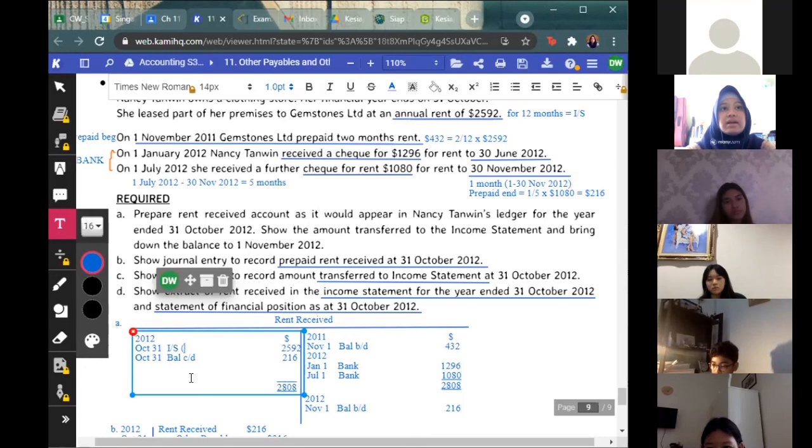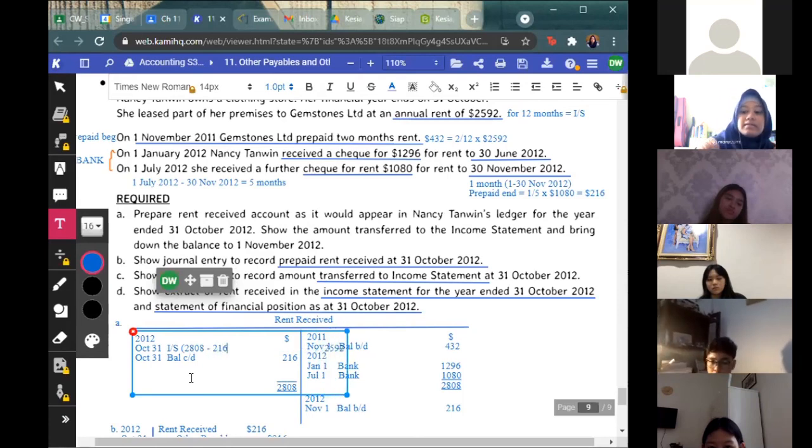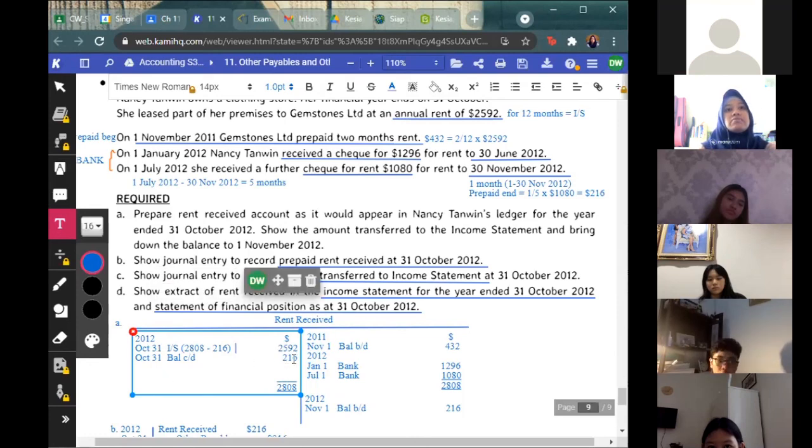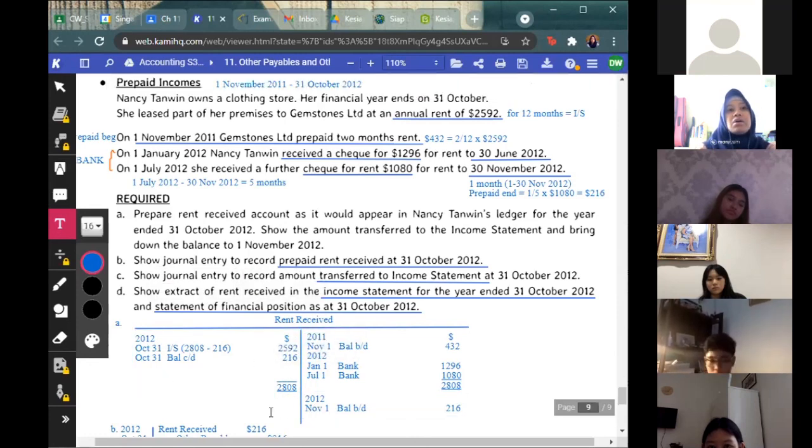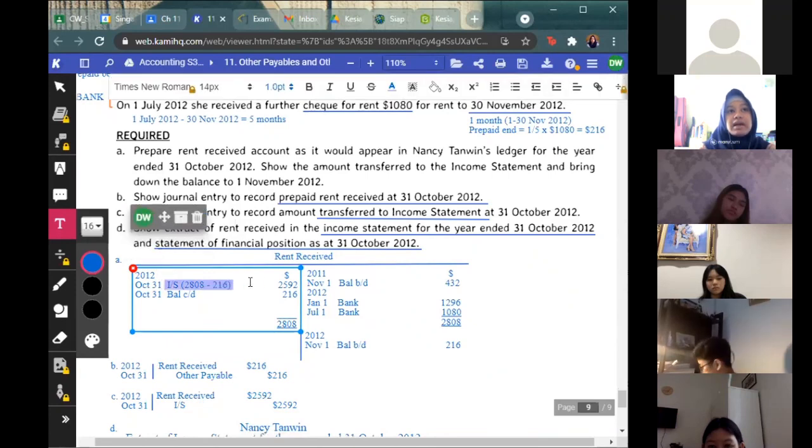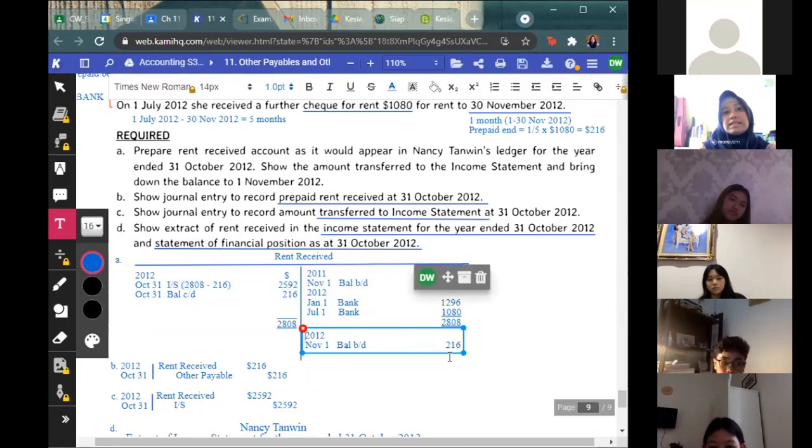And how to find out the IS is 2,808 minus 216. So that's how you got it. And the amount is 2,592. Once you finish finding this IS, don't forget to carry it down to the next accounting period, balance BD 216. Okay.